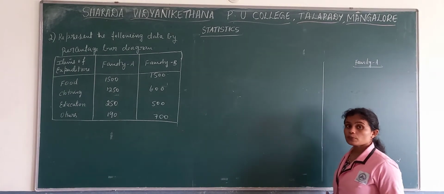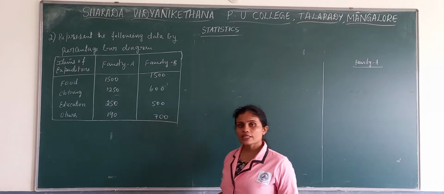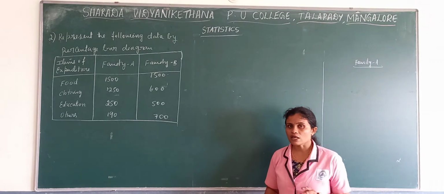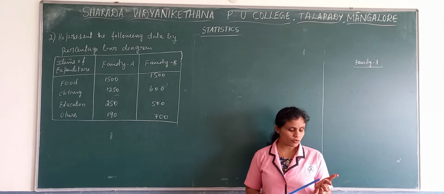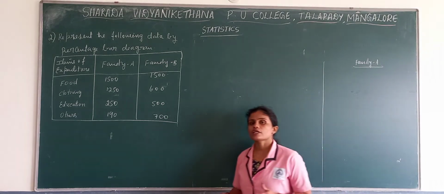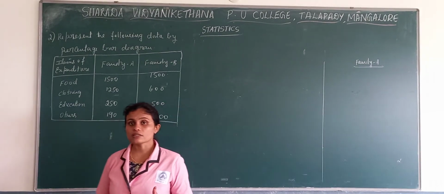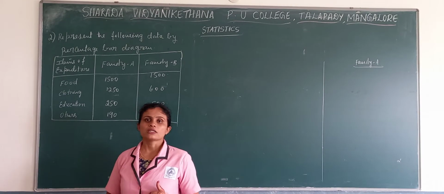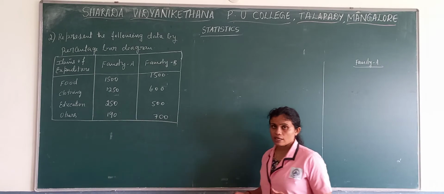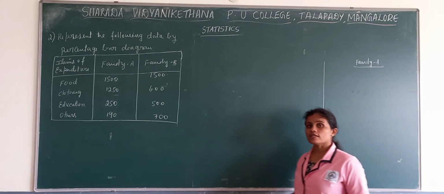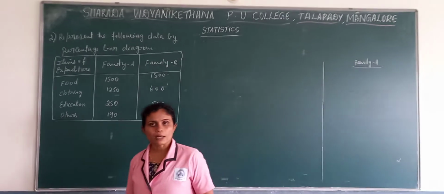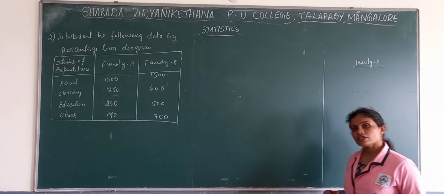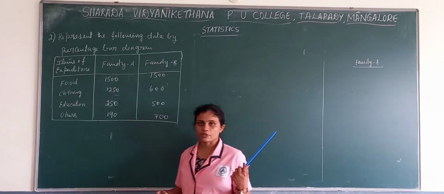We were discussing percentage bar diagram and we already completed one problem under it. Percentage bar diagram comes under one dimensional diagrams. How many kinds of one dimensional diagrams are there? Four kinds. The first is the simple bar diagram, the second is the multiple bar diagram, the third is the subdivided or component bar diagram, and the fourth is the percentage bar diagram. We completed one problem, and today we'll complete one more problem. With that we can complete the one dimensional diagrams.